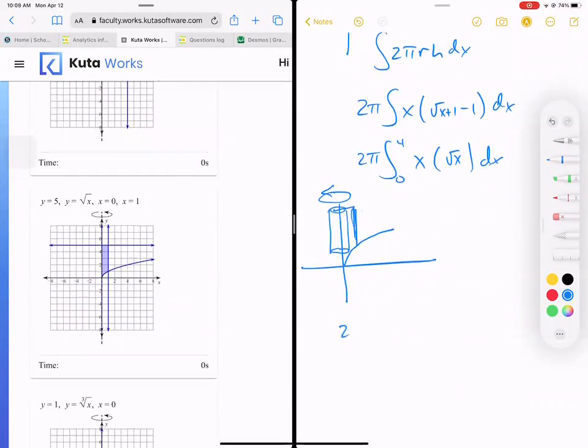Cylinder is 2 pi, this problem goes from 0 to 1. If you guys look on my left, it's 0 to 1. The radius, since the axis of rotation is at 0, the radius just comes out from here to my cylinder, which is just x. The height of my cylinder is starting up at 5 here, subtracting all the way down to the equation. So it's 5 minus the square root of x. Upper minus lower, dx. That is the equation to find the volume through shell method.